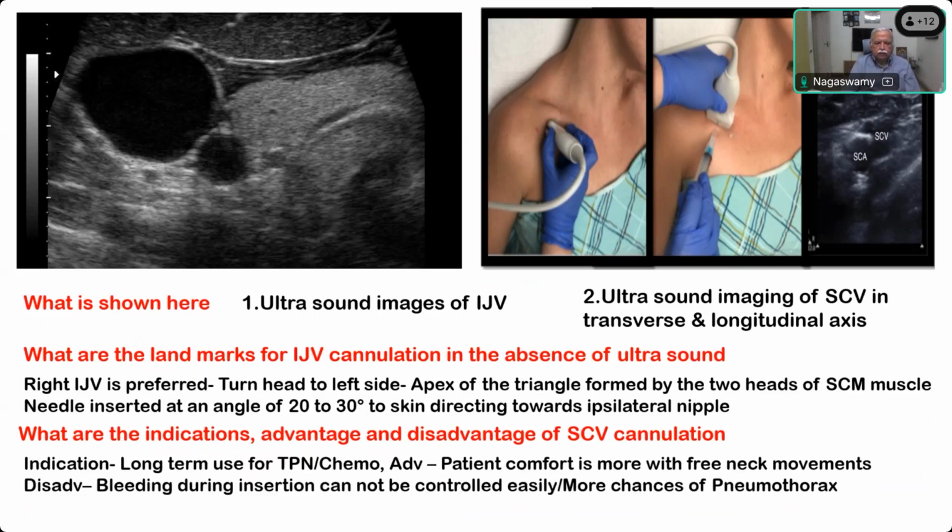Advantage: patient comfort is more, with free neck movements. Disadvantages: bleeding during insertion cannot be controlled easily. More chances of pneumothorax. So these are all the things.